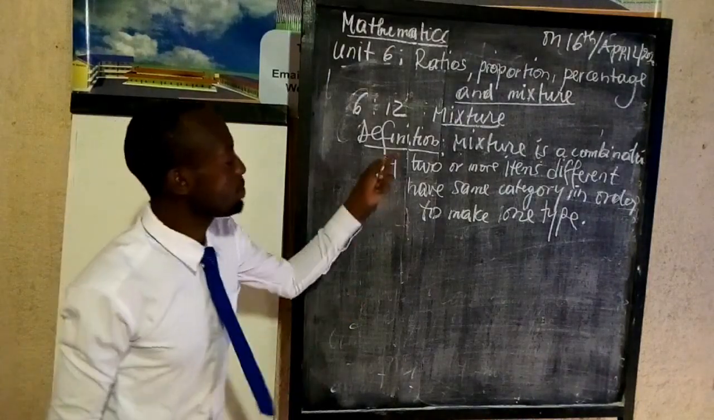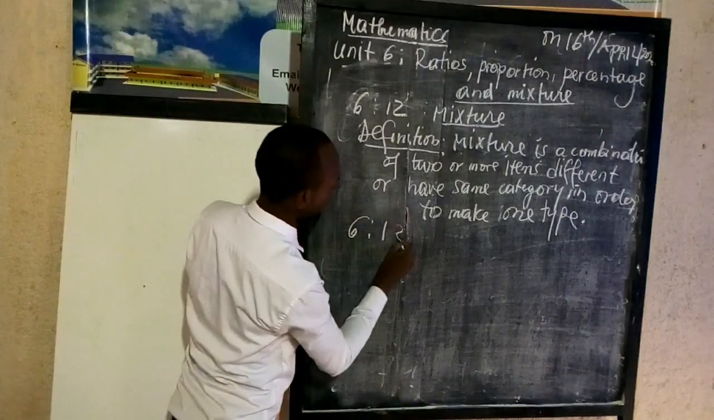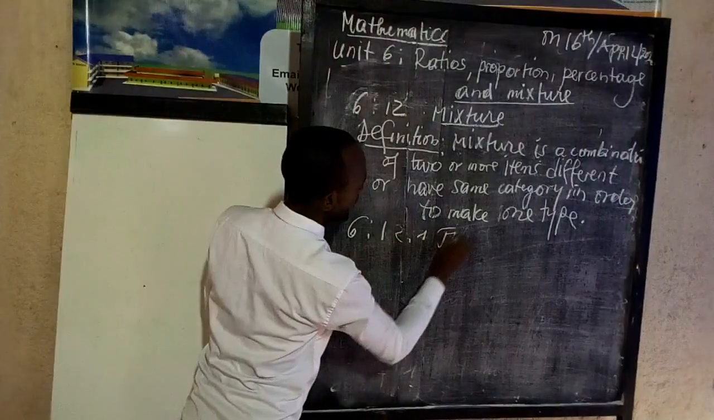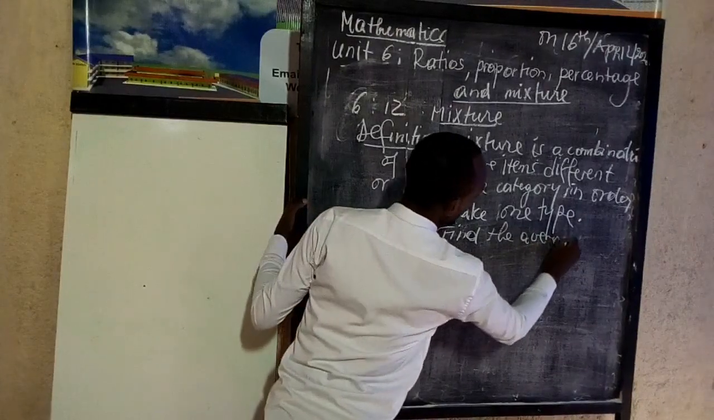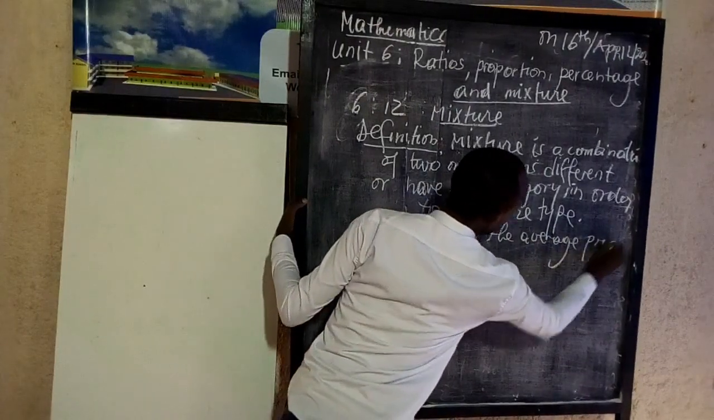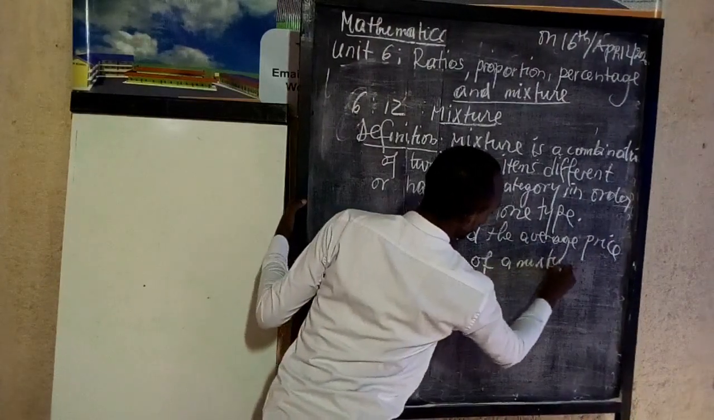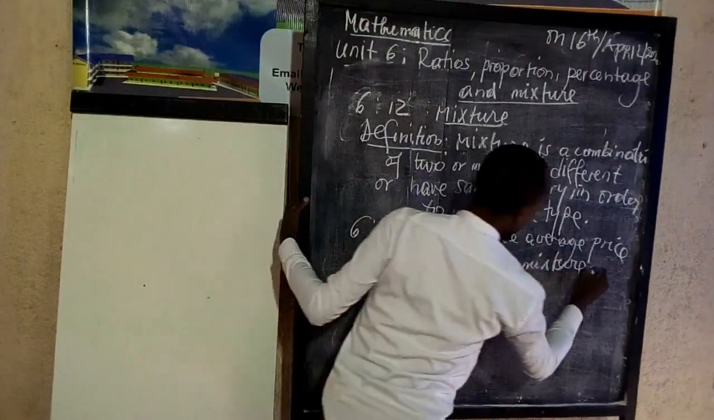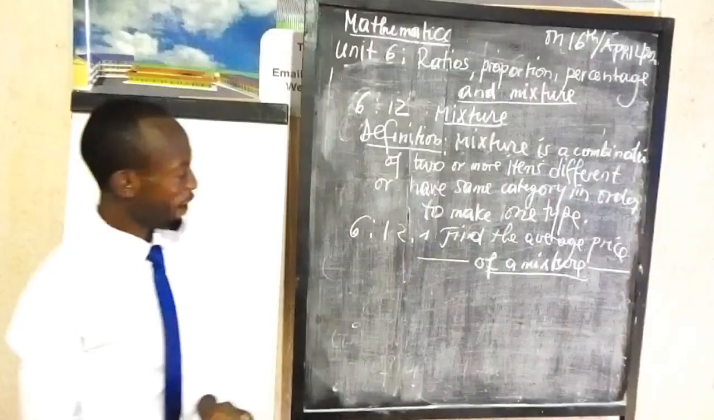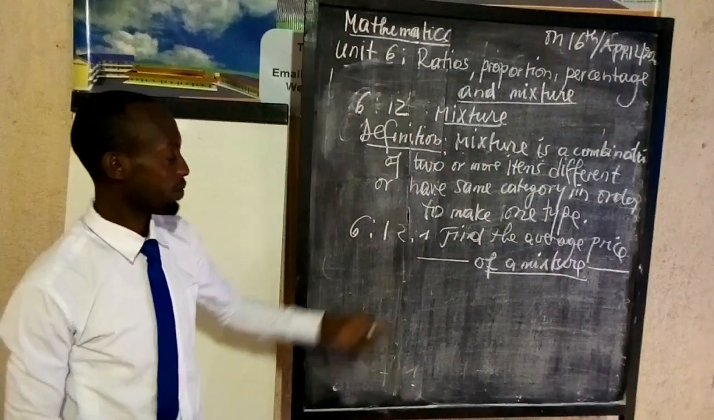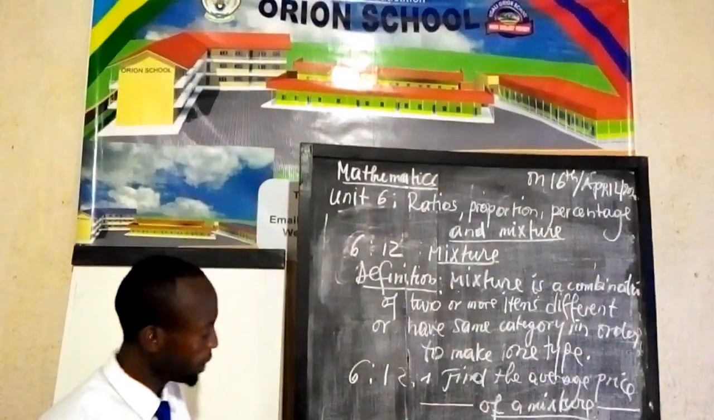As I told you, this mixture contains 4 points, so let me begin with the first point, which is called finding the average price of mixture. That is the first point we are going to learn about mixture, finding the average price of mixture. That is the one point included in this mixture.